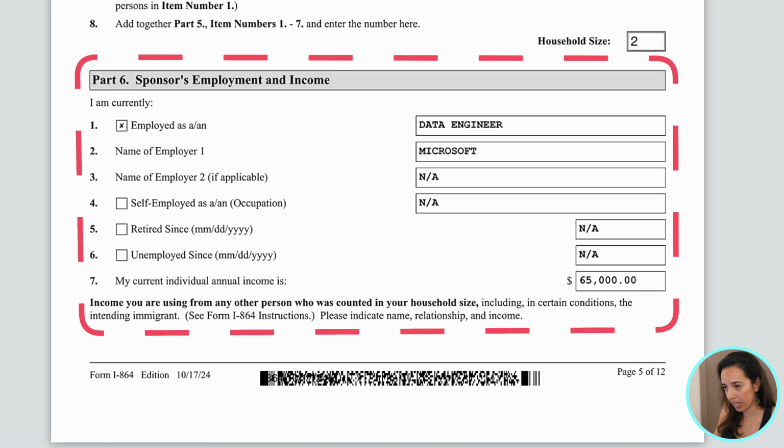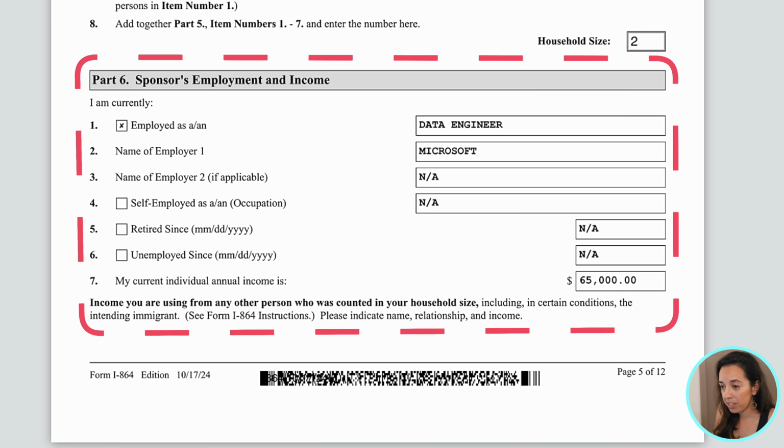So for question 1, I checked the box employed as a, and I inserted my role here. For question 2, I wrote the name of my employer. I left question 3 blank and question 4 blank, as I am not self-employed and I do have an employer. For questions 5 and 6, I wrote NA, as I'm not retired or unemployed. And then for question 7, I put my annual income.